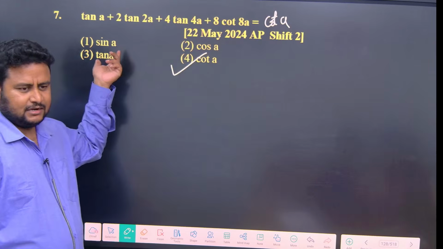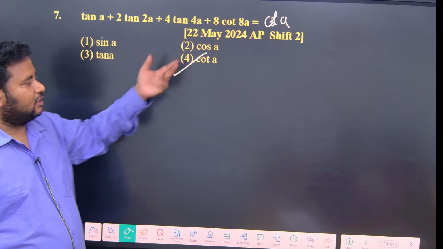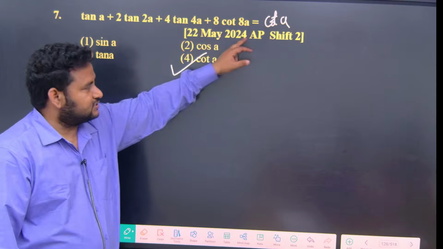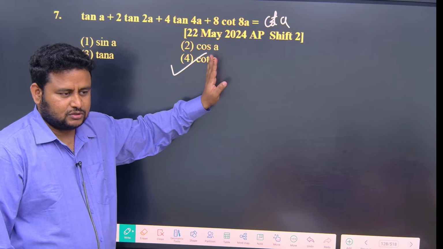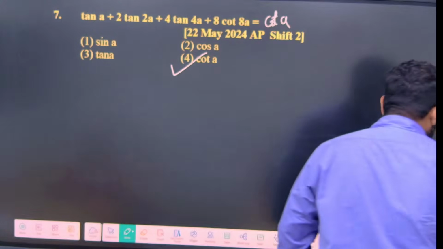It may be any angle, 10 degree, then you will write cot 10. If it is 30 degree, you will write cot 30 degree. Cot 30 degree is root 3, you will write root 3 based on that. So the answer is cot a. Understood? Clear? Okay. Next concept.